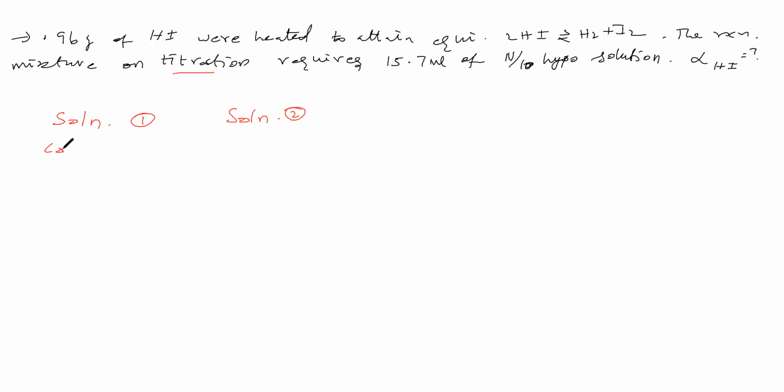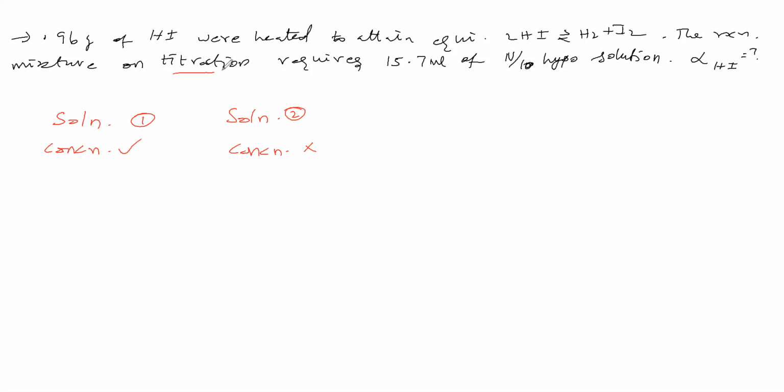One solution's concentration will be known. Another solution's concentration will be unknown, and we have to find it. That is called titration. In titration, two solutions will be given. One solution's concentration will be given. For the other solution, we have to find the concentration. So how do we find this?